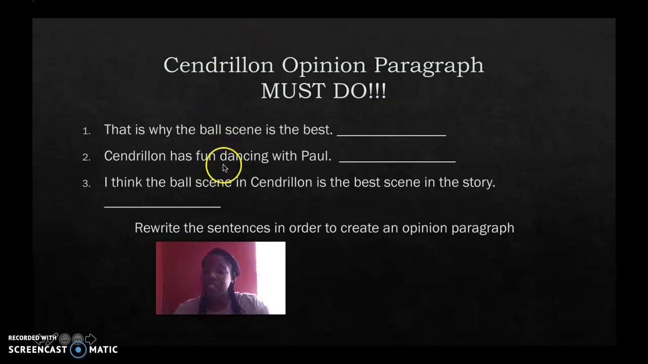Again, these are the only 3 sentences that I should see. I should see them labeled. So beside number 1, you don't have to write this sentence. You're just going to write opinion, or you're going to write O. Then you're going to write number 2. And you're going to write either an O because you think it's an opinion, or you're going to write RE because it supports the opinion. Then you're going to write number 3 on your notebook paper, not the sentence. And then you're going to write either O beside number 3, or you're going to write RE beside number 3 because it supports the opinion. That's for you to decipher.